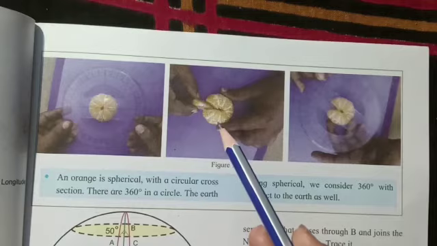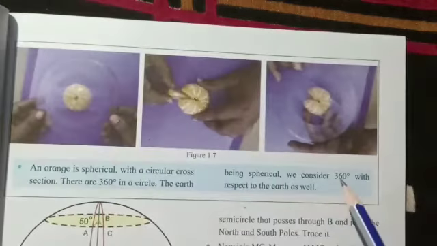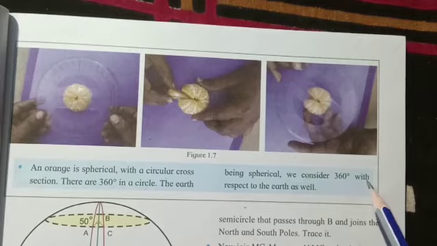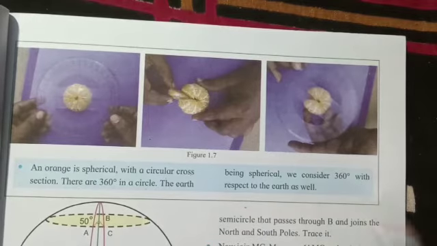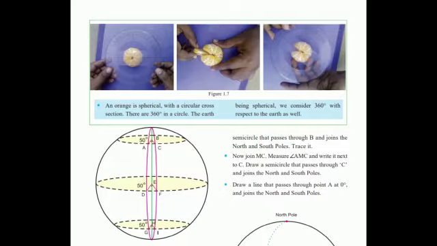See, in short, I will explain. Earlier also I told you to see this orange as full with the pieces and round in shape. It is not hollow inside. It is circular in shape, and a circle is always 360°, and the earth is also spherical in shape and we measure it as 360°. Hence the earth being spherical, we consider 360° with respect to the earth as well.